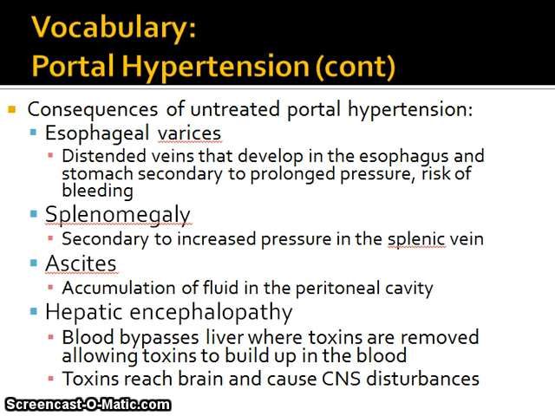And hepatic encephalopathy happens because since blood can't get through the liver to be filtered, it stays in circulation and those toxins remain. As they remain behind, they're going to continue to have higher and higher levels and build up in the blood. And once the toxins reach high levels and get to the brain, they're going to cause central nervous system disturbances.